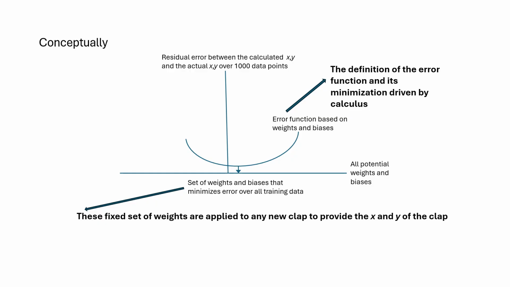And to get to that minimum error, we're going to use the principles of calculus with a function that will now have a minimum, and there are processes and procedures in calculus to get to that minimum number. Once we're at that minimum number, we now have a fixed set of weights that's going to be applied to any new sound to provide the X and Y of that sound.